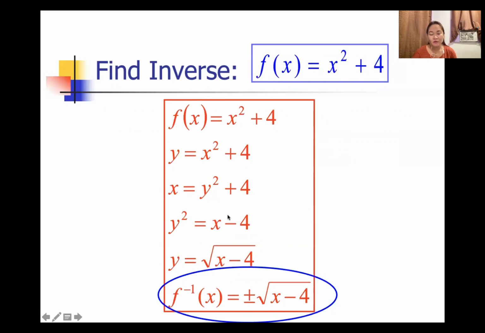Or you subtract both sides of the equation by 4. That's why you have x minus 4. So y squared equals x minus 4. To cancel the 2 exponent, you have to take the square root of both sides. The square root means exponential form, y to the power 1/2, so the square is canceled. So y equals the square root of x minus 4. Then write the inverse function notation. So f inverse of x is equal to plus or minus the square root of x minus 4.